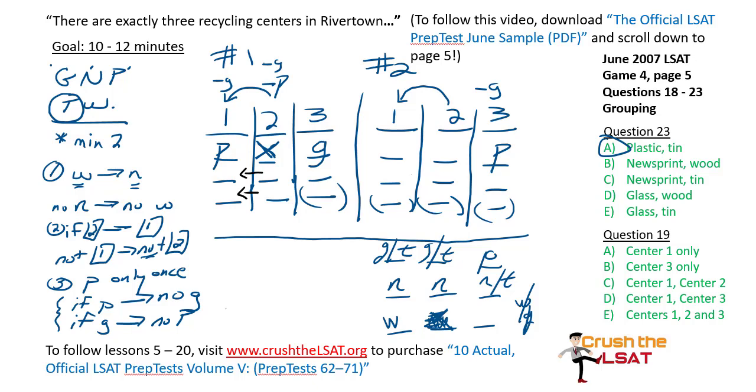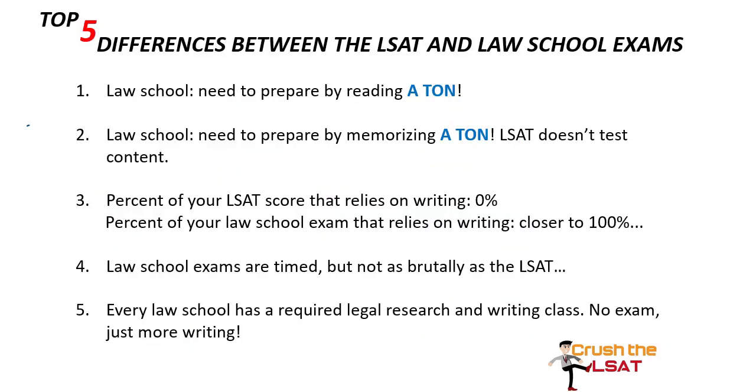Okay, so now we'll go to question 19. We passed over it because it didn't really give us any details, but now we'll go back to it. Question 19, complete an accurate list of the centers that could recycle plastic. So we'll look at the master diagram we sketched out, and we already figured it out. Center 1 and center 3, but not center 2. Answer choice D.